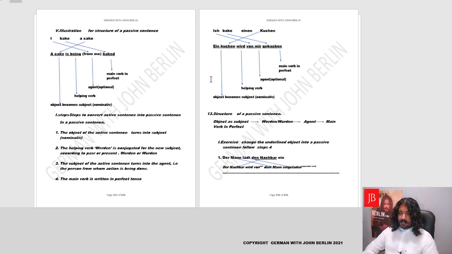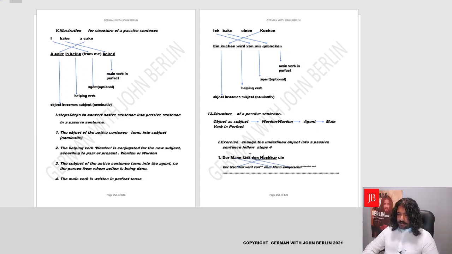Okay, the last one. The main verb is written in perfect tense. So the verb backen is written in perfect, that means gebacken. Fantastic. So let's get started with the structure of the sentence. When you look at the sentence, ein Kuchen wird von mir gebacken, first the ein Kuchen is written, which is the object as subject in nominative. Then comes your helping verb werden, werden or wurden, if it's present or past. Then you have the agent, from whom. Then you have the main verb in perfect, gebacken. Yes, backen becomes gebacken.